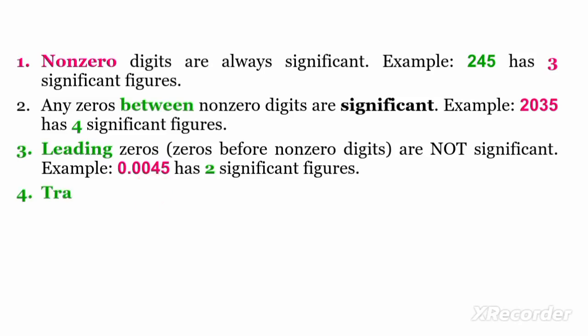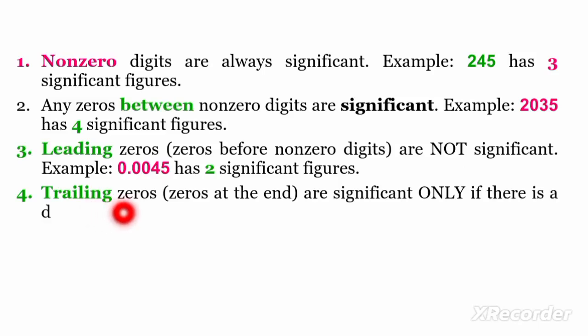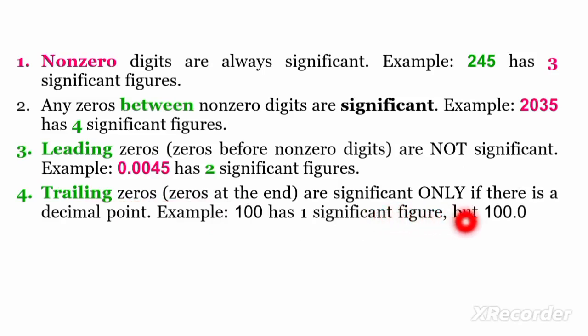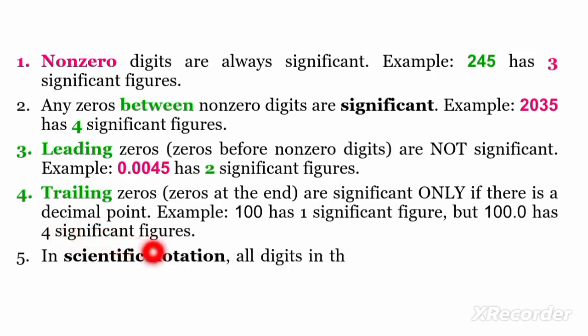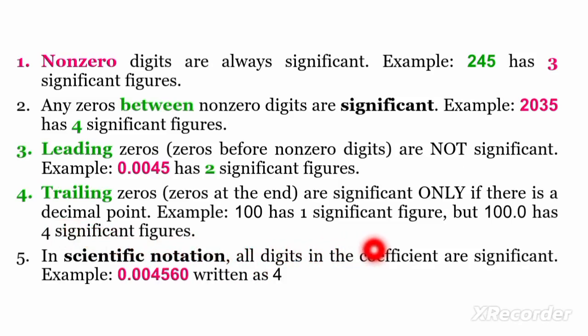Let us look at rule number 4. Trailing zeros at the end are significant figures only if there is a decimal point. For example, 100 has one significant figure because there is no decimal point here, but 100.0 has four significant figures. As for significant figures in scientific notation, all digits in the coefficient are significant figures.